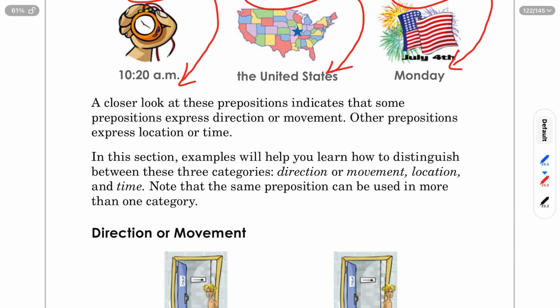A closer look at these prepositions indicates that some prepositions express direction or movement, and other prepositions express location or time. So we can say that a preposition can be used just before the direction, the movement, the location or the time.